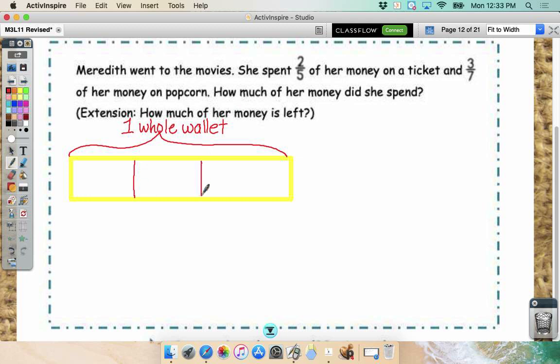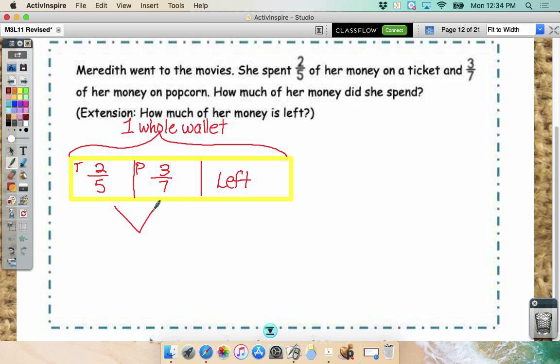Popcorn and a ticket. Okay, so her ticket was 2/5 of her money, and the popcorn was 3/7 of her money, and we need to find out how much of her money she has left, okay? And if we use the same strategy that we used on the number bond, what would I do first? Someone besides Kyle. Aaron? Add the 2 fractions. Add the 2 fractions, okay?